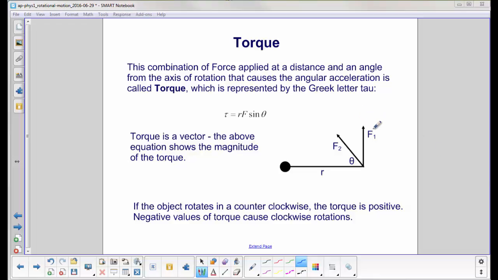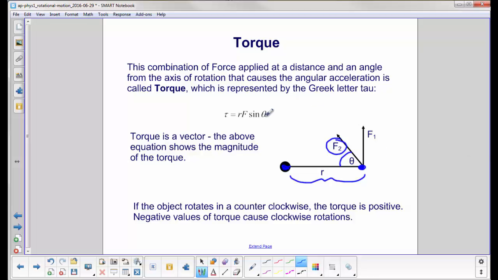The combination of the force applied, and let's look at F2 here this time, the angle that the force makes with a line connecting where the force is applied to the axis of rotation, and how far away you are from that, is all combined to form torque. We represent torque by the Greek letter tau, and it's equal to R times F times the sine of this angle. Torque is a vector.